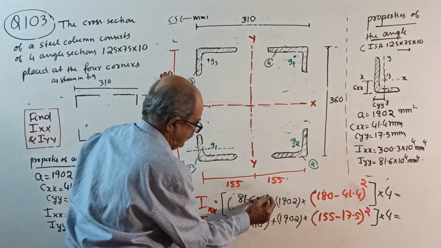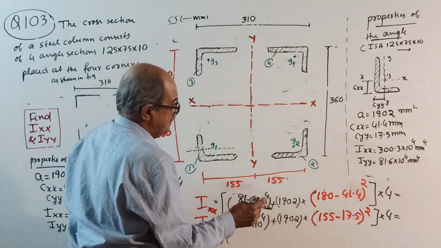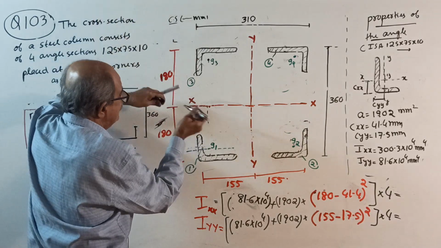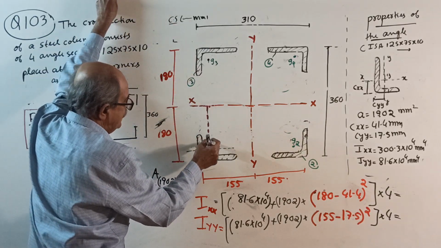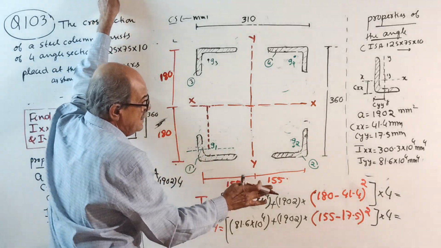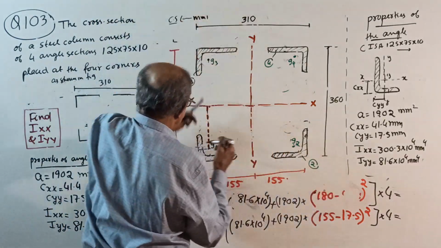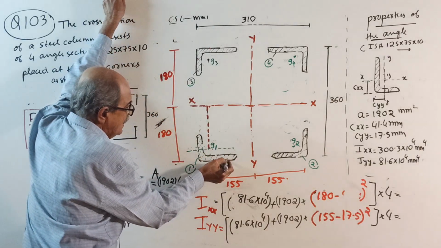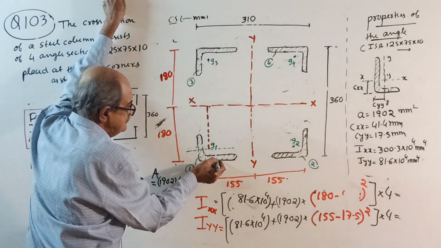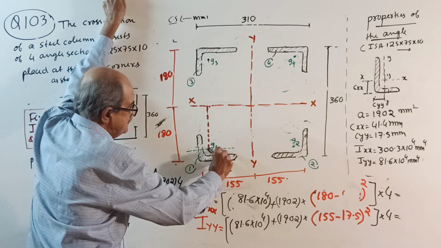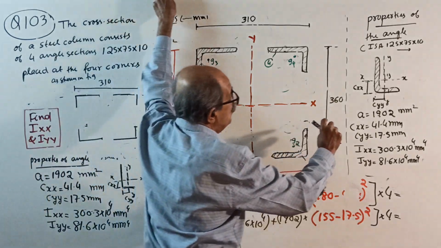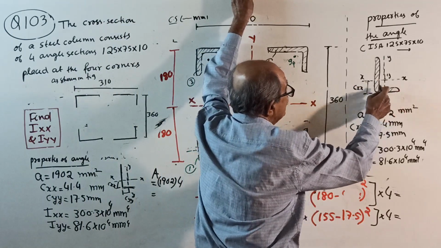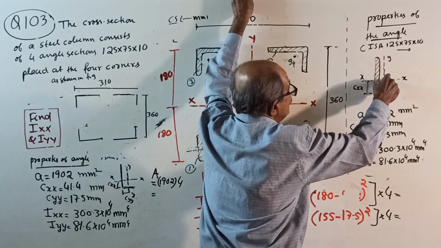81.6 × 10^4 is IG plus area into the distance from centroid G1, this distance squared. That is 180 minus, not 41.4, 180 minus this distance from the longer edge to the centroid. This is the centroidal distance from the longer edge to the centroid.